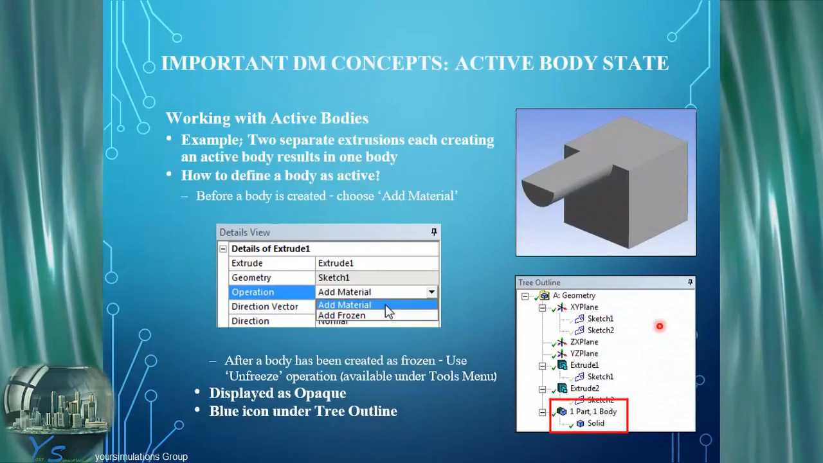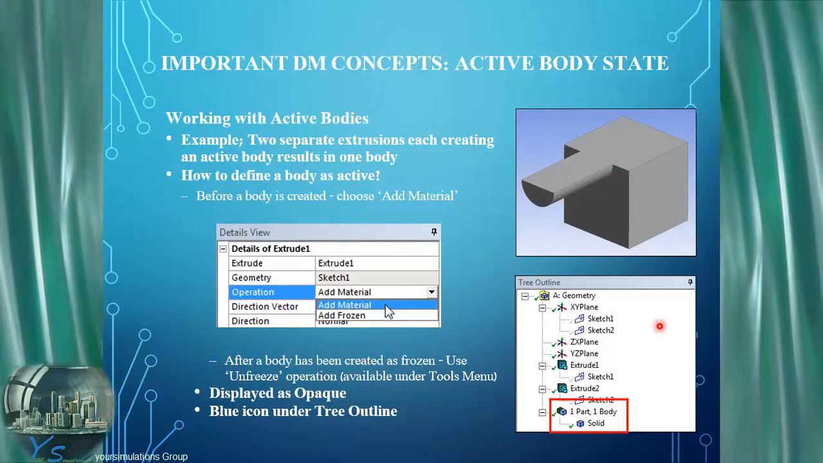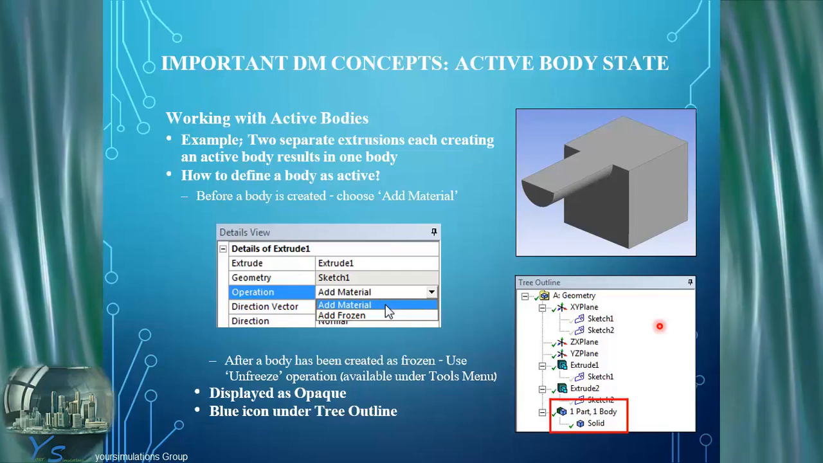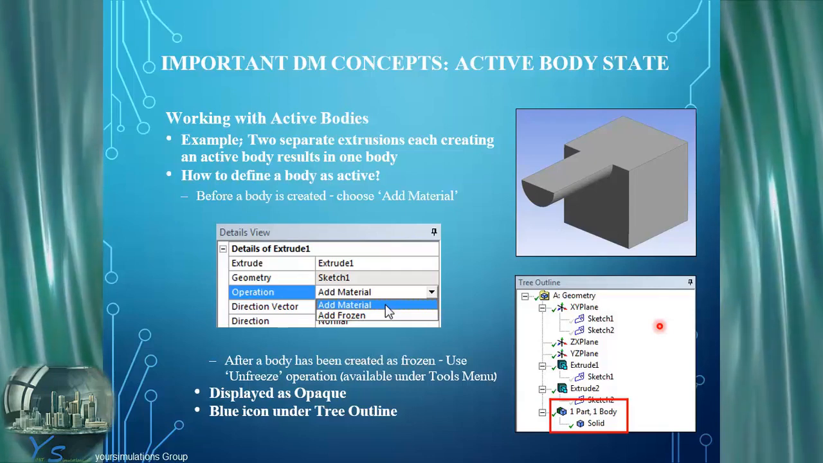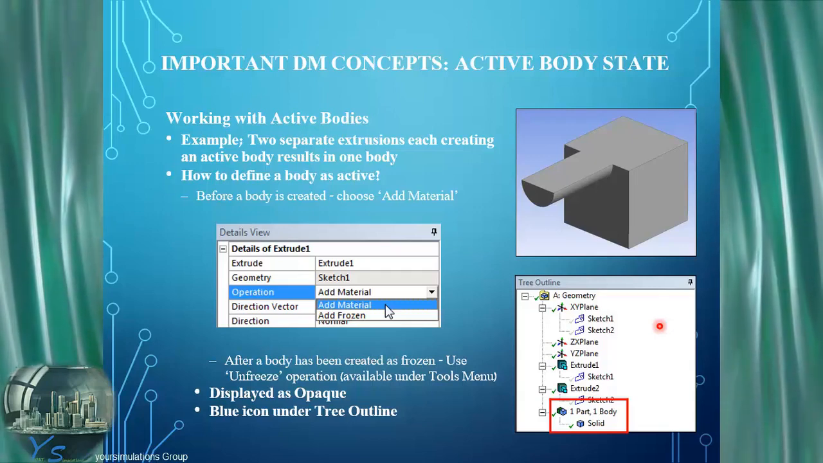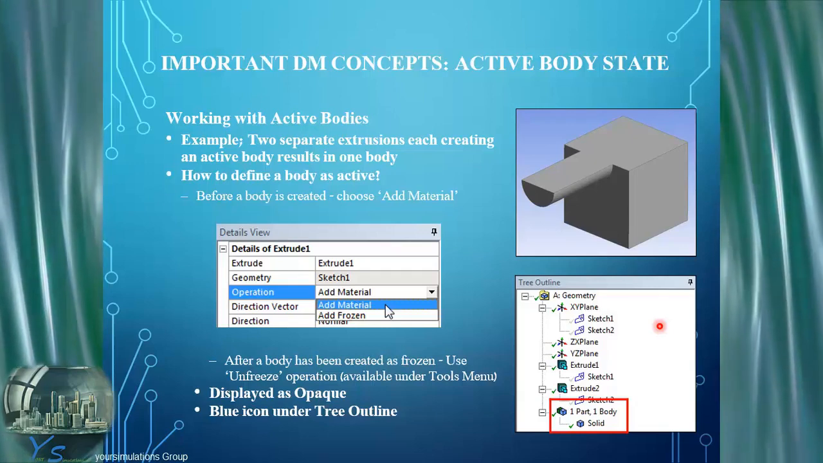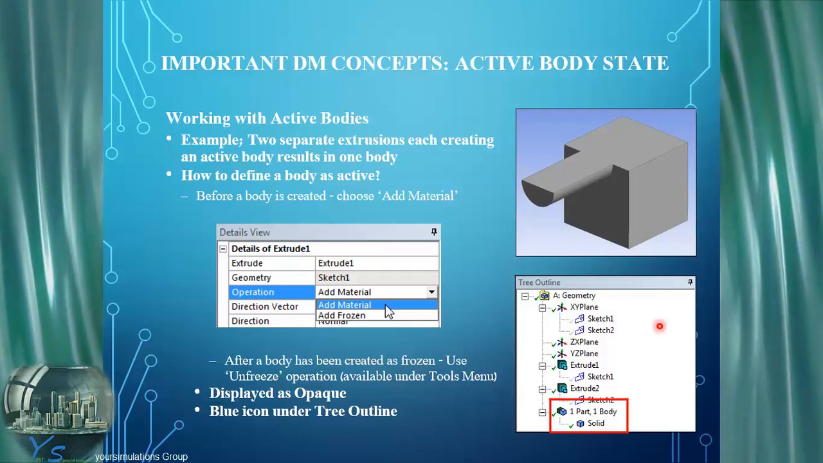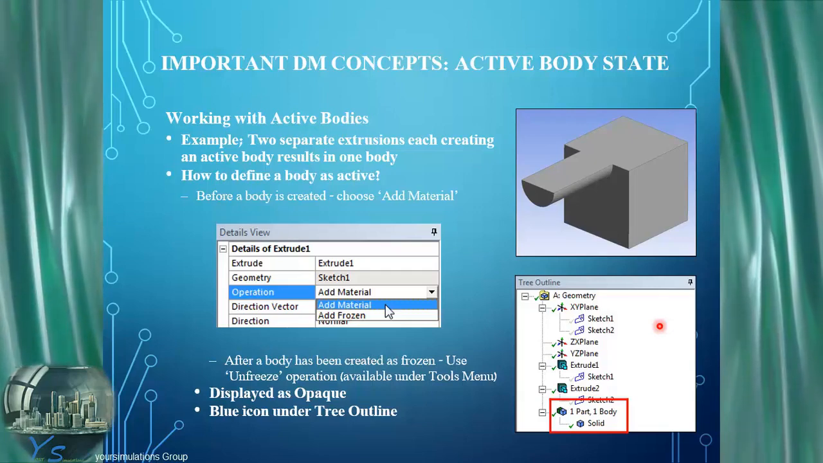Okay, so a bit more detail on active body states. The example here is we have a block, and then part of the block, a semicircle face of the block, has been extruded. And what we've done is, during that extrusion, we've simply selected in the details view the operation to add material. Add material is effectively adding to the existing material, such that the newly formed body will be a part of the existing body. And so in that sense, we're extending the existing body into the newly formed body.